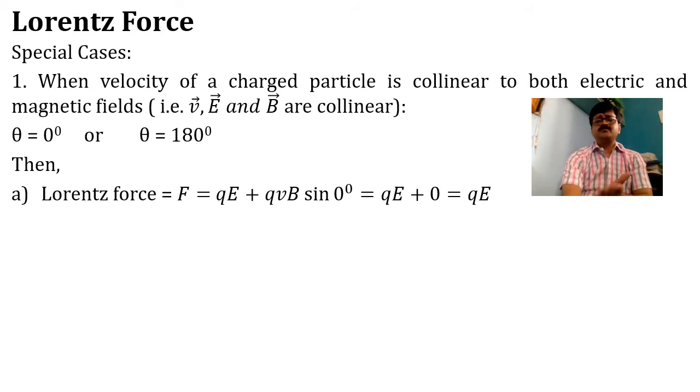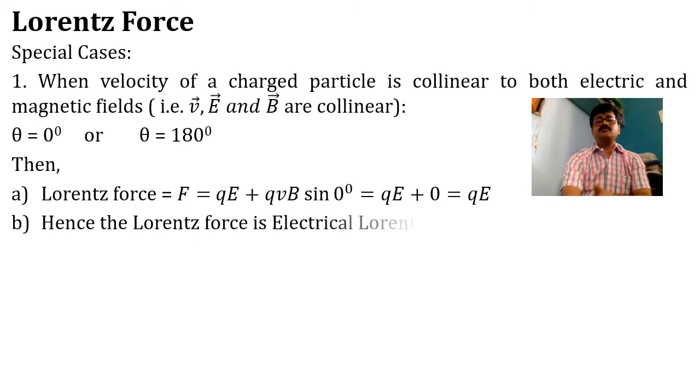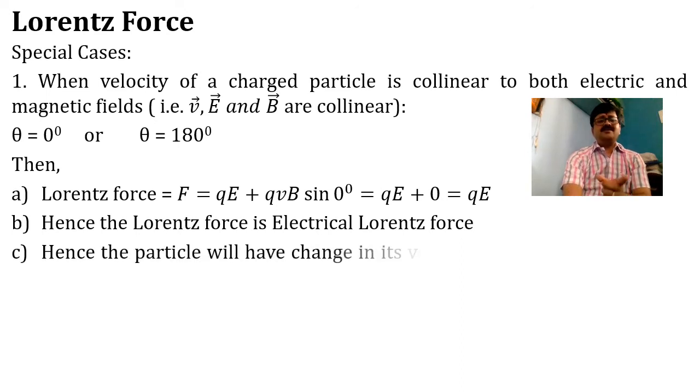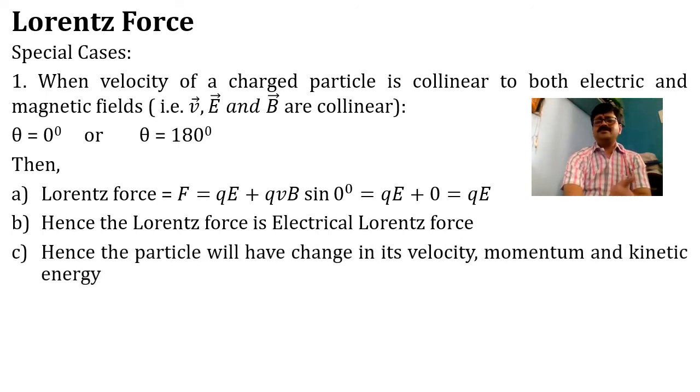Accordingly, we'll get Q into E as the Lorentz force. So what does this indicate? This indicates that the Lorentz force is the electrical Lorentz force here, because we have only the electrical force present. So such a Lorentz force is called electrical Lorentz force. Hence the particle will have a change in its velocity, momentum and kinetic energy.